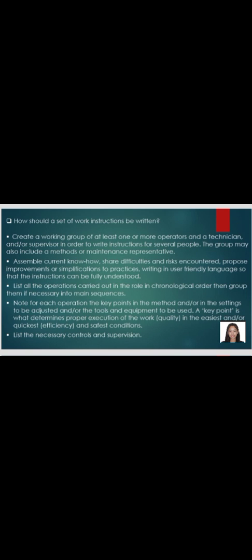How should a set of work instructions be written? First, create a working group of at least one or more operators and a technical supervisor in order to write instructions for several people. The group may also include a methods or maintenance representative. Second, assemble current know-how, propose improvements or simplifications to practices, writing in user-friendly language so that the instruction can be fully understood. Third, list all the operations carried out in the role in chronological order, then group them if necessary into main sequences.